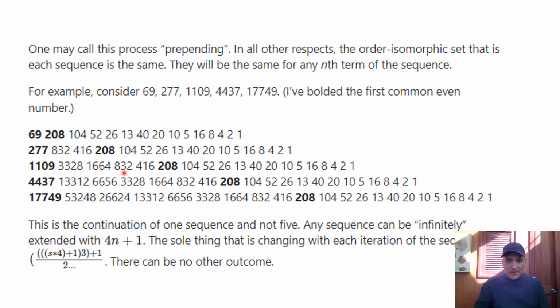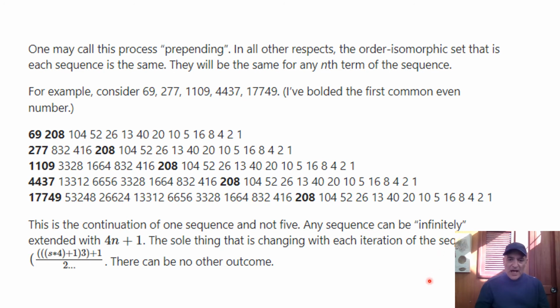You see these prepended even numbers. I think it's pretty hard to believe that mathematicians don't see this, but the evidence I've seen is that at least these really big number computations of Collatz sequences are just repeating these 4x plus 1 sequences over and over again. They only needed to do it once and strike it off their list, every multiple of 4 plus 1. I don't get it. This is the continuation of one sequence and not 5.